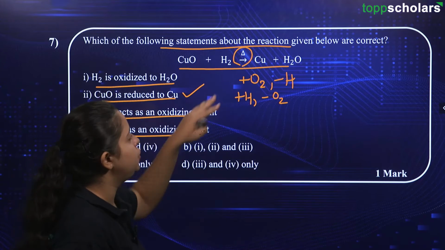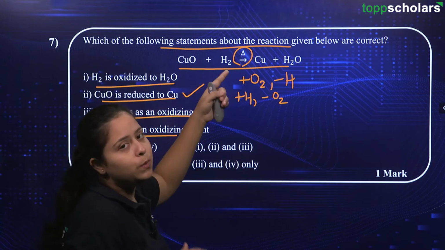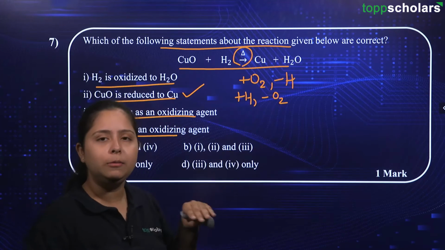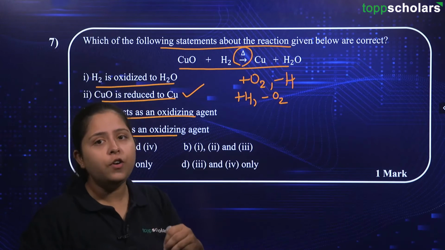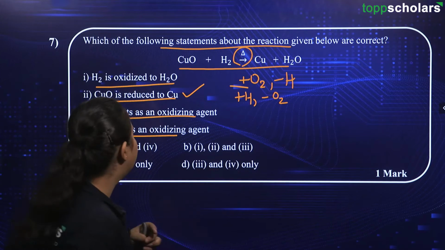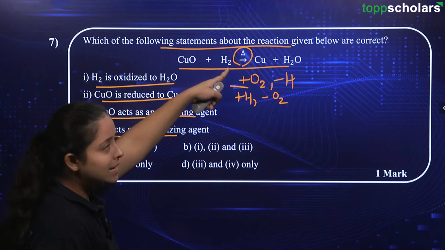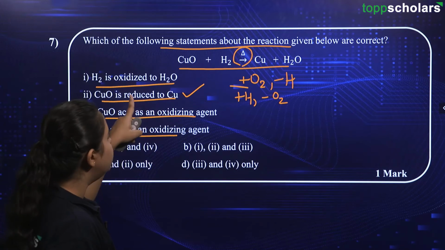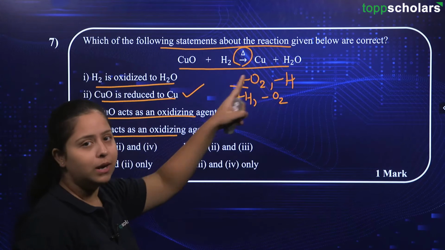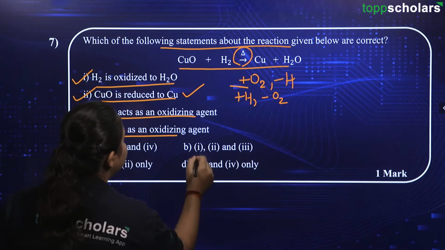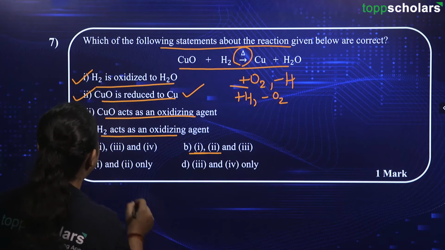Let us see for H2 now. This H2 is without oxygen in the reactant part but it gains the oxygen in the product part. That means there is addition of oxygen. Addition of oxygen means it is oxidized. So H2 is oxidized, yes, because it has become H2O, and CuO is reduced because it has become Cu. Understood? So these two statements are correct.